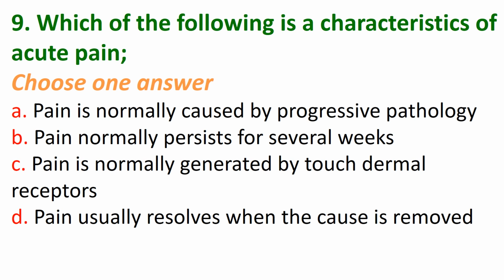Now, clinically, it's often very useful to distinguish between acute pain and chronic pain. So which of the following is a characteristic of acute pain? Choose one answer. Now, acute pain occurs in response to tissue damage. And the converse of acute pain is chronic pain. Now, acute pain is very important as a warner of tissue damage. People that can't feel pain are likely to damage their tissues.